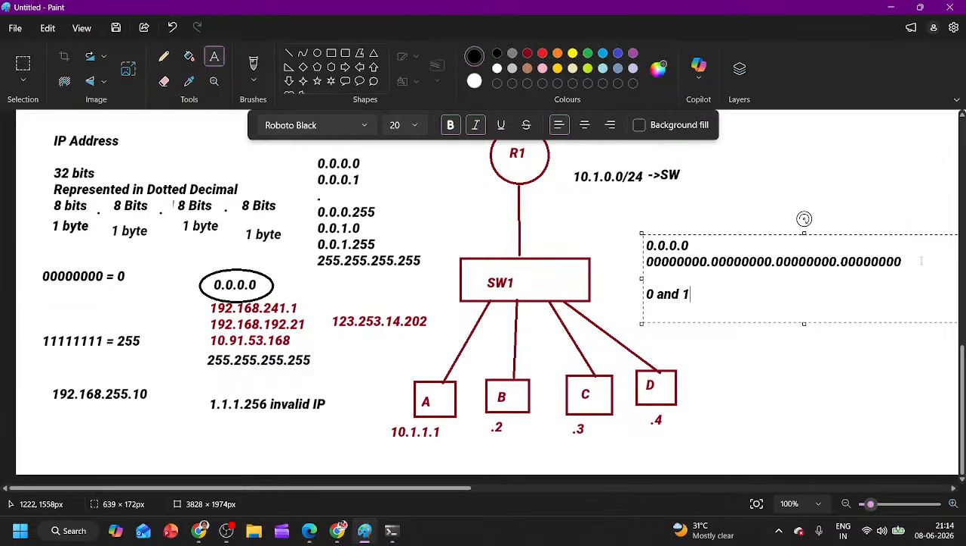And 0 represents network bits, or host bits. 0, whoever knows or has experience, or only wants to learn CCNP, 0 is a host bit or network bit. It will represent the network portion or the host portion.